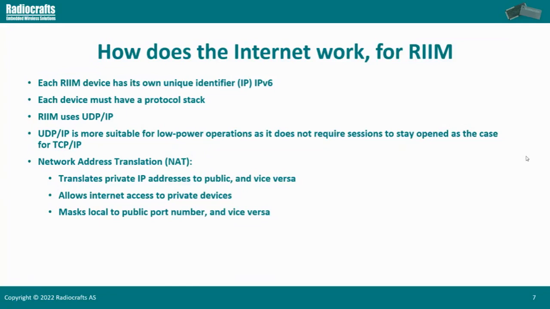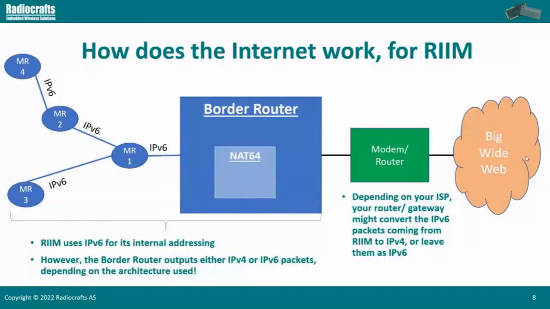And then we have something called network address translation, which is NAT. So what does NAT actually do? Very briefly, it translates private IP addresses to public and vice versa. So if you have a local network, it can allow these local devices in your local network to access the internet through translating their IP addresses. And we will know more about this right now.